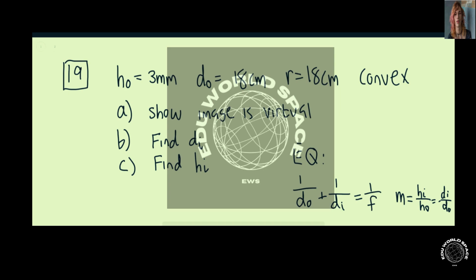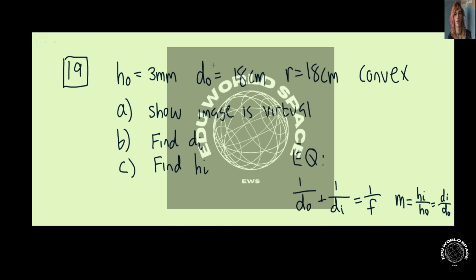Okay, in this problem, we have a convex lens with a radius of curvature of 18 centimeters, and we have an object that's 3 millimeters tall and 18 centimeters away from the lens. We're first asked to show that the resulting image is virtual, and we're asked to find its distance and height.